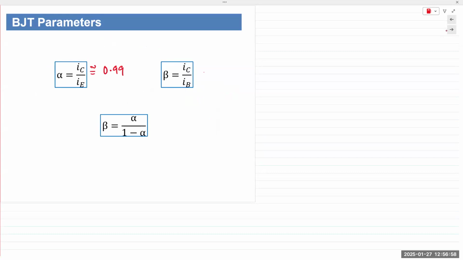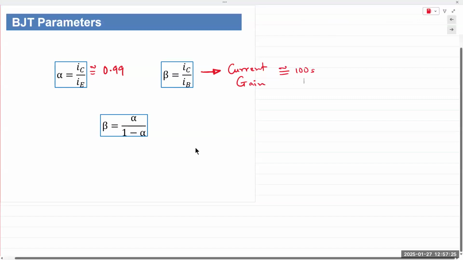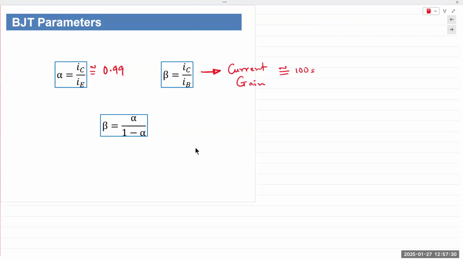And then we have beta, which is by far the most important parameter for a BJT. It's known as the current gain. And this is typically in the hundreds. Alpha and beta are the two most important parameters to describe a BJT.